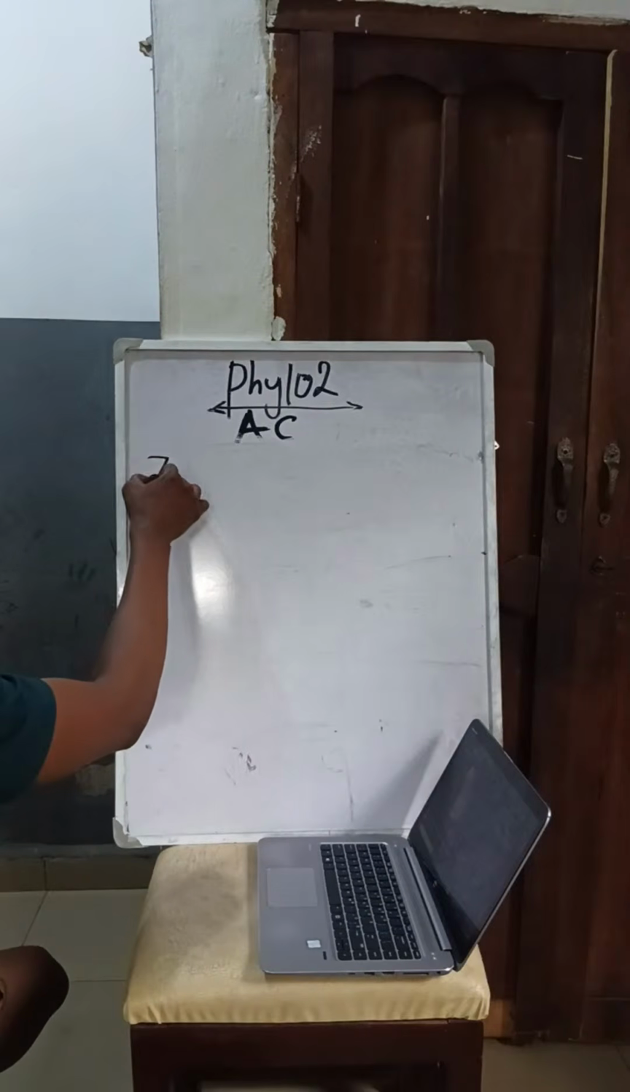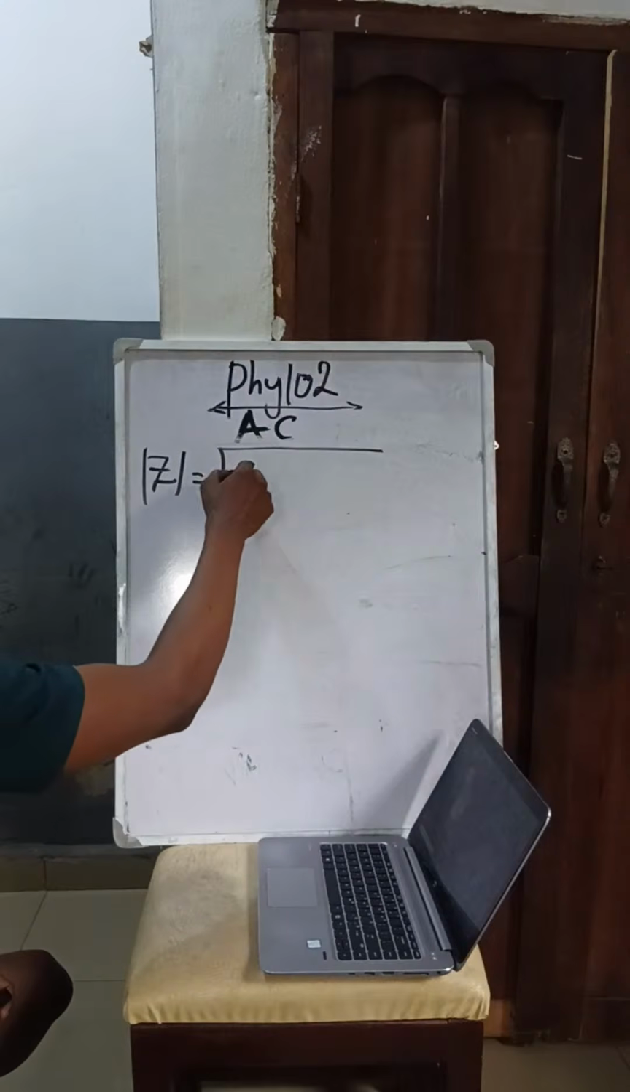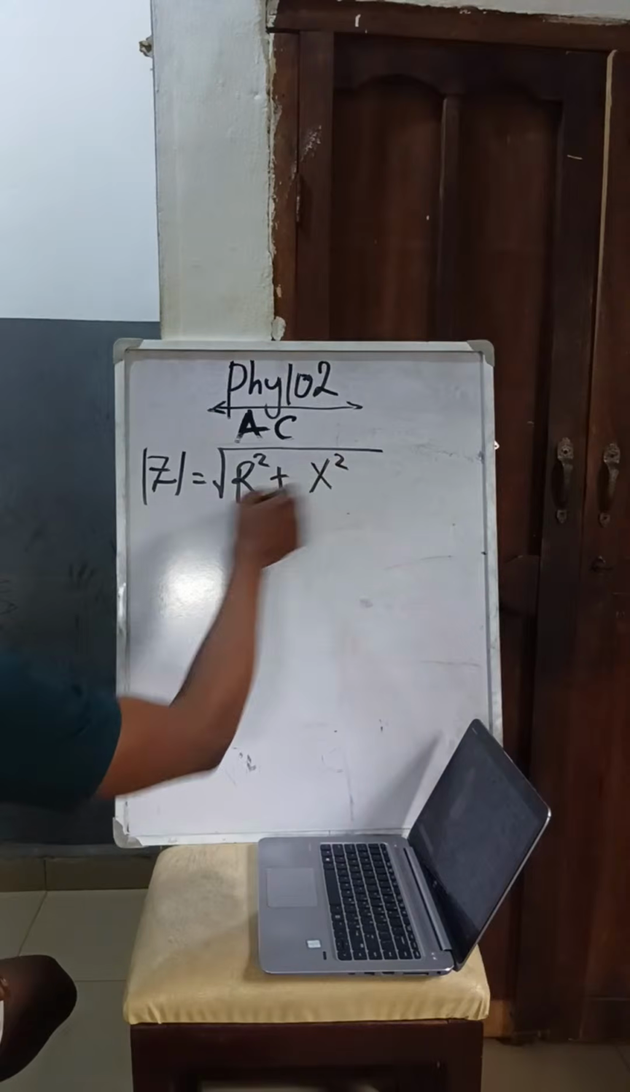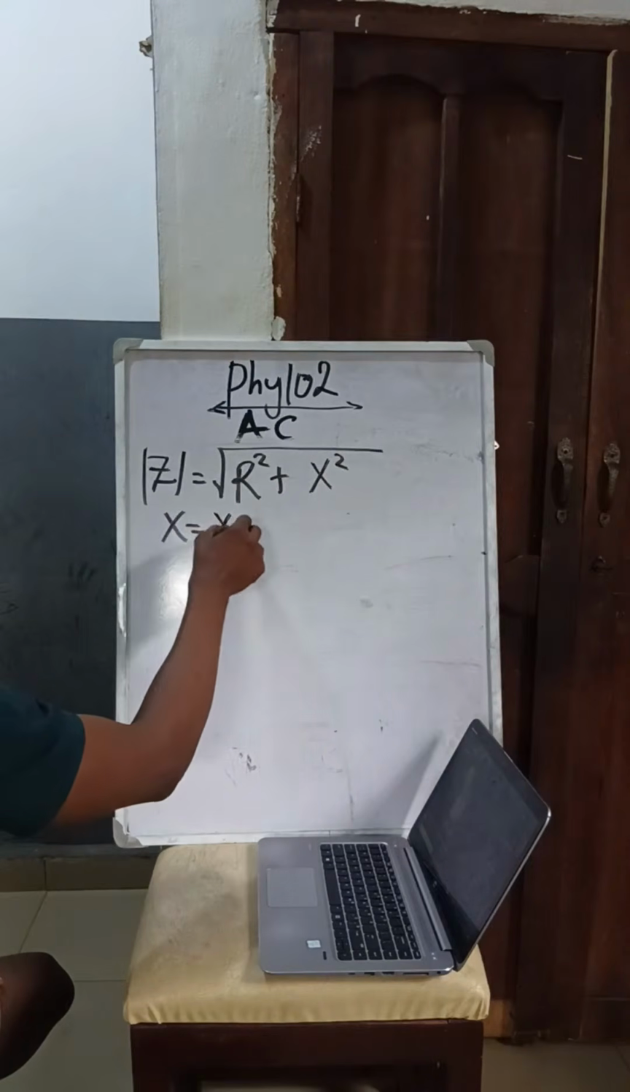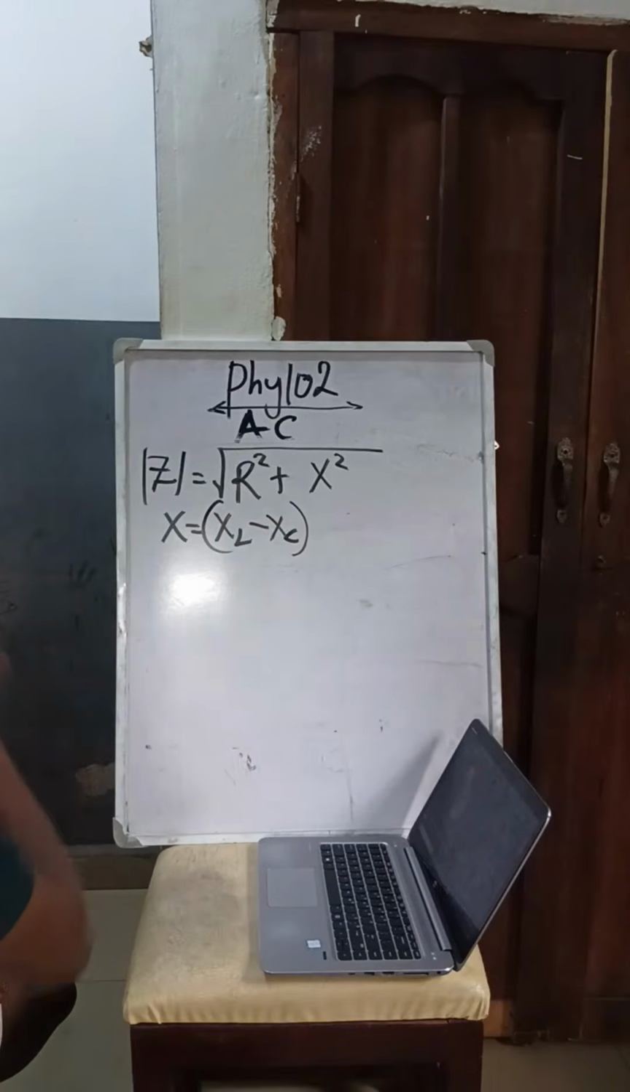What is the magnitude of impedance? The magnitude of impedance is the square root of R squared plus X squared, where X is equal to XL minus XC.